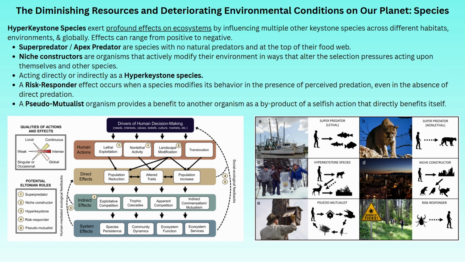humans have a profound effect is acting as a super predator or an apex predator. These are species that have no other natural predators and they're at the top of their food web. And they can do that in two different ways. They can do it by lethal means or non-lethal means.